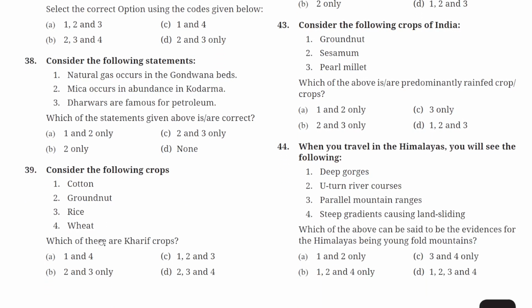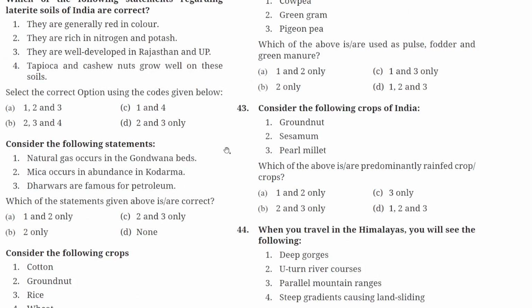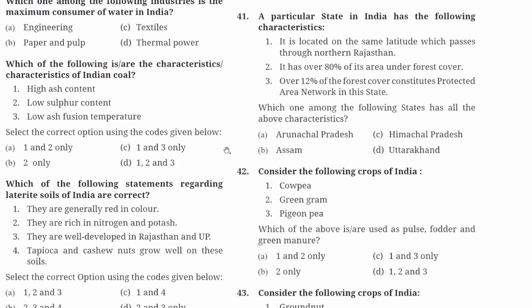Consider the following crops: cotton, groundnut, rice, wheat. Which of these are the kharif crops? Answer is very easy. 1, 2, and 3. Cotton, groundnut, and rice are the kharif crops, but not the wheat.